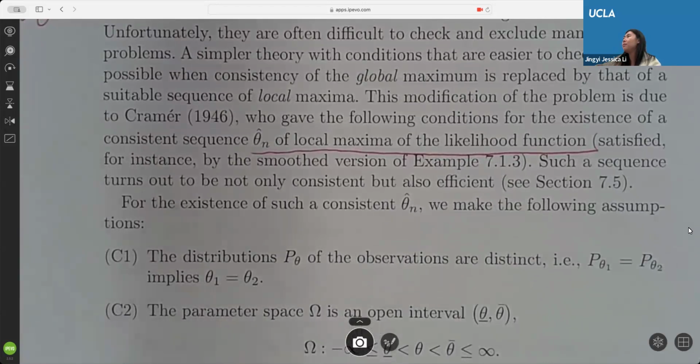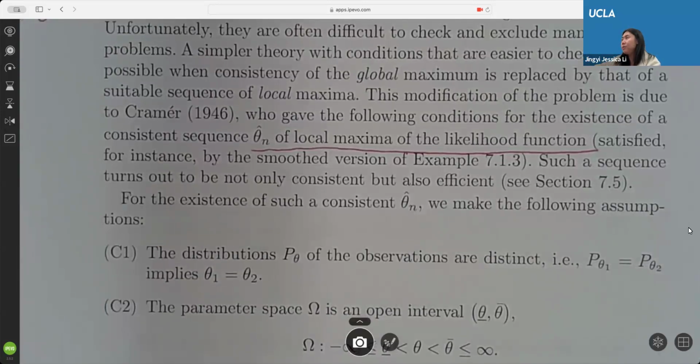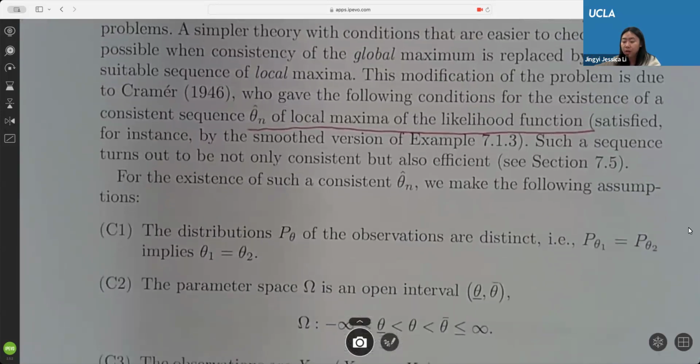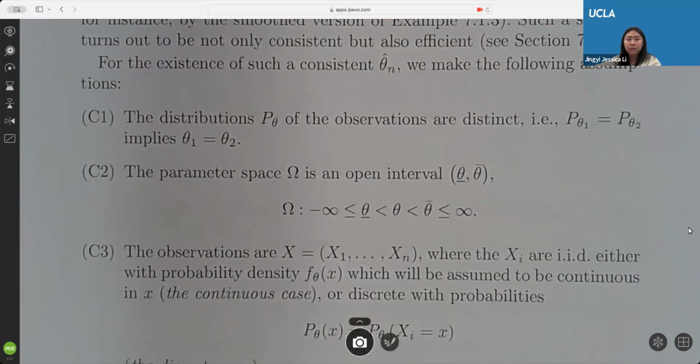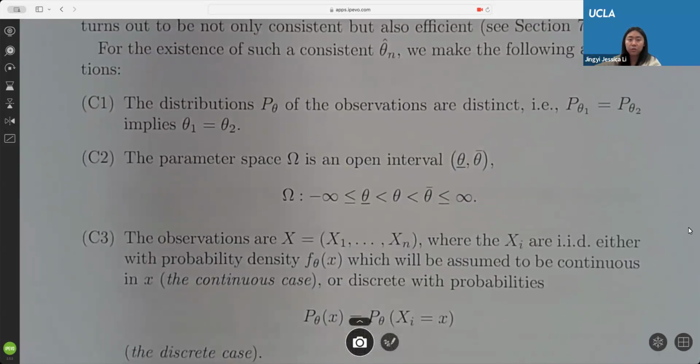The sequence depends on sample size, basically, of local maximum likelihood function, satisfied, for example, by the smooth version of that counterexample we just talked about, because that spike there is not smooth. Such a sequence turns out to be not only consistent, but also efficient, and we'll talk about that later. Efficient means asymptotically optimal. Okay, for the existence of such a consistent estimator theta hat n, we make the following assumptions, 5 assumptions in total.